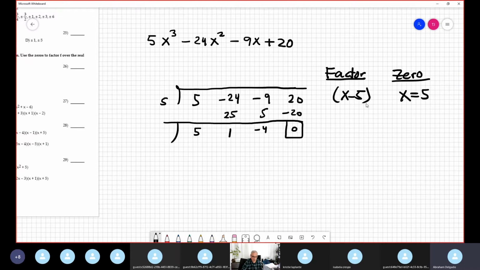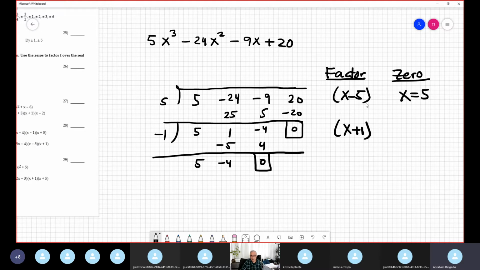I saw also the negative 1. Let me see, negative 1. Bring down 5. Negative 5. This is negative 4. Negative 4 is positive 4. 0 remains again. Therefore, I conclude that the factor x plus 1, in zero language is negative 1, belongs to the polynomial. Because the degree here is 3, we need 3 factors. I saw that we have 3 factors.